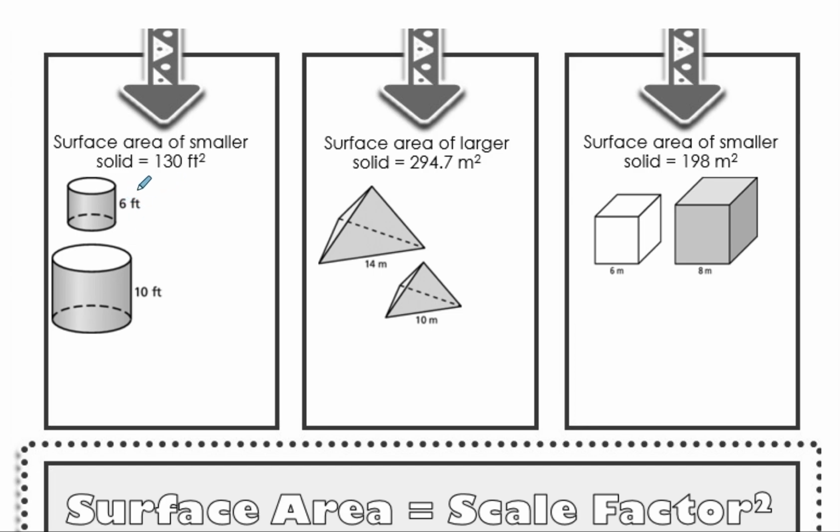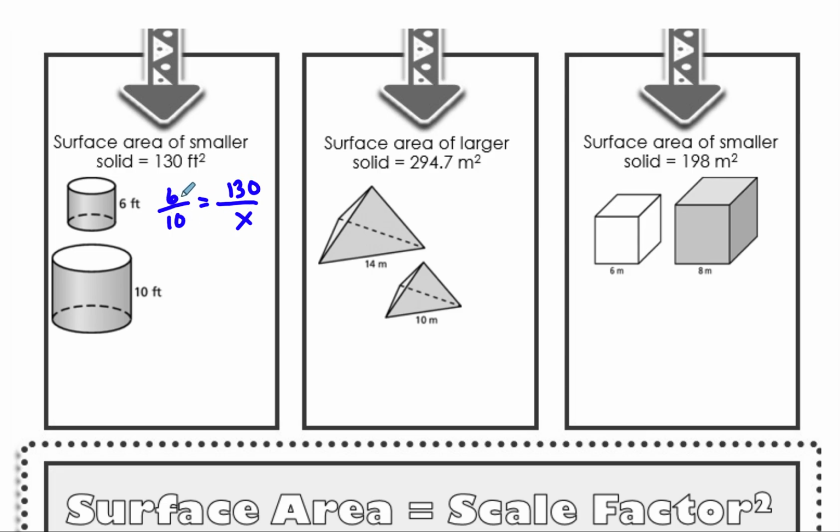All right, so let's start with this first one. 6 to 10. That's the ratio of the sides. I'm putting the smaller one on the top here. The surface area of the smaller solid is 130 square feet. We're looking for the missing surface area here of the larger figure.